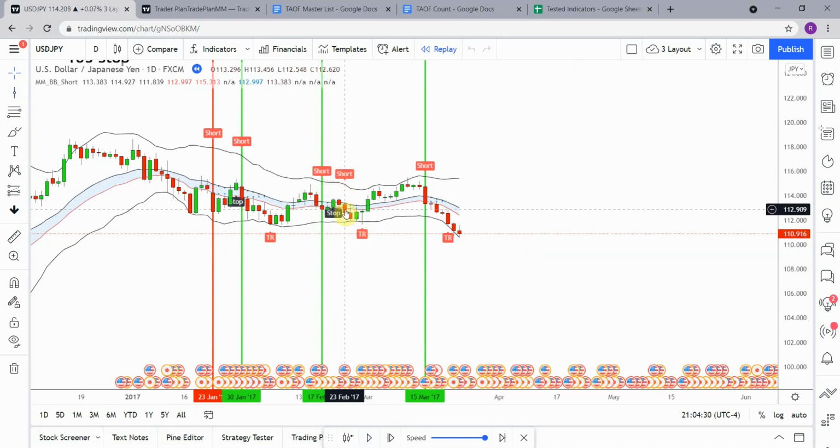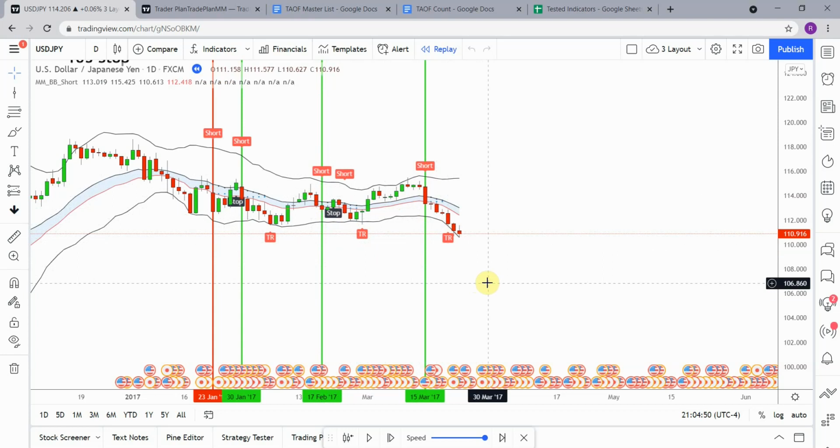Gives us that other short, but we would have already been in one, which then comes down and gets us to take profit right here, like this little tag says. Then over here, we pick up this short right here, and you can see that it pushes down really nicely, also getting us to take profit with the little take profit tag there.